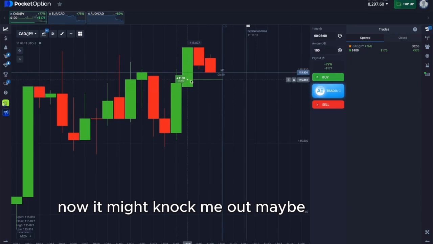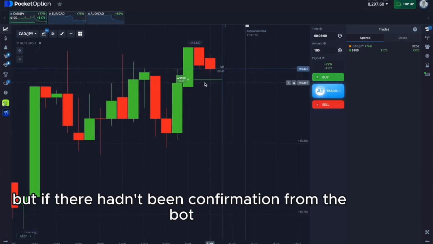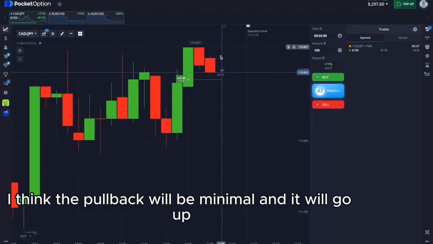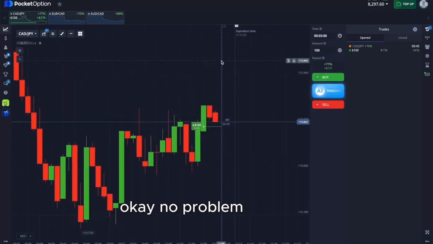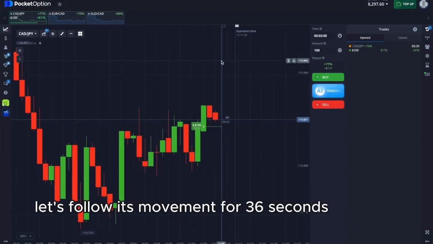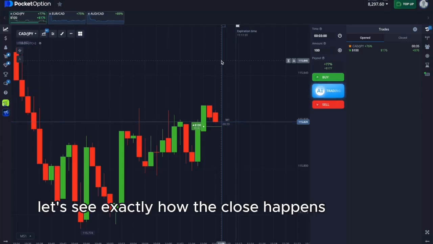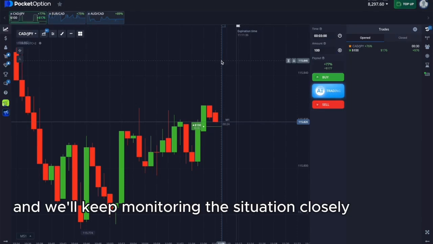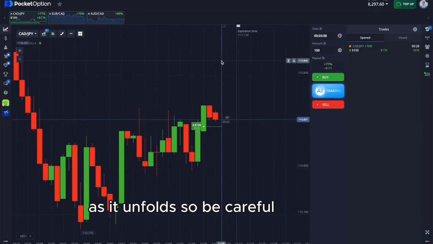It might knock me out maybe, but if there hadn't been confirmation from the bot, I wouldn't have entered. I think the pullback will be minimal and it will go up, but even if that's the case, okay, no problem. So let's take a look at another currency pair right now and analyze it together. Let's follow its movement for 36 seconds. Let's see exactly how the close happens, what will happen here in the market, what kind of result we'll get, and we'll keep monitoring the situation closely as it unfolds.